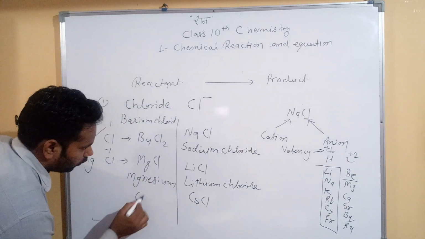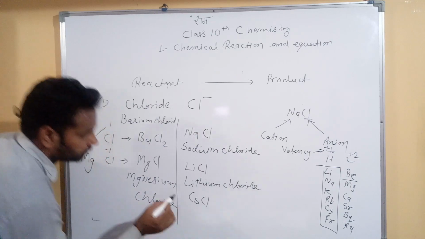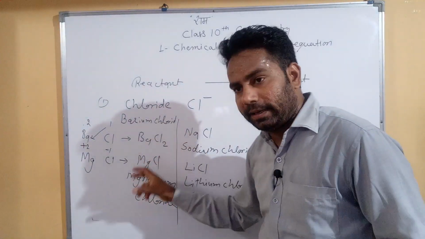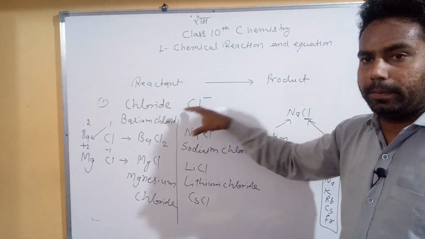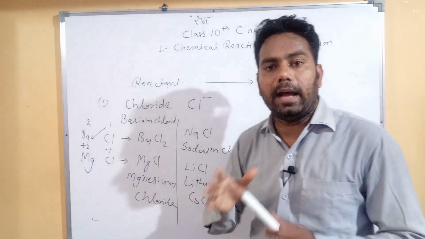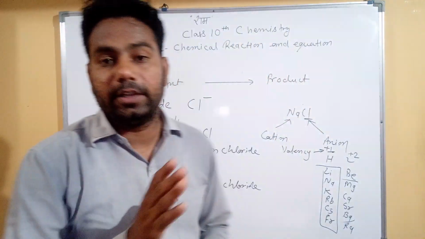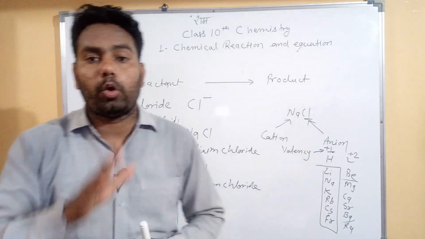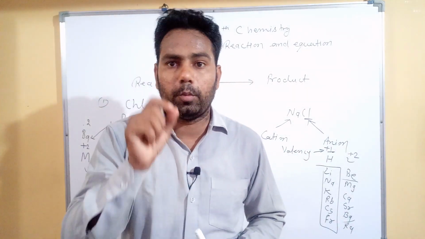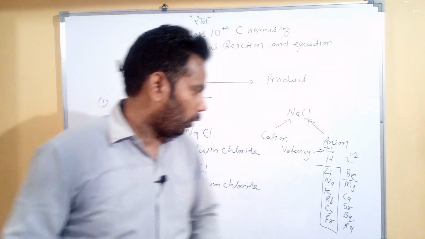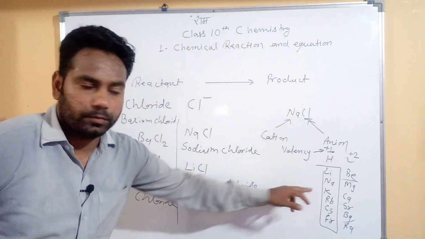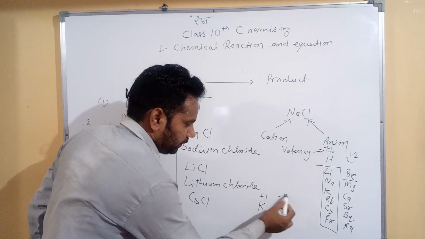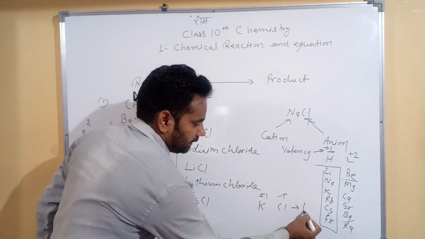Magnesium chloride. Okay, done. First put the name of the metal and after that you put chloride, because Cl minus is called the chloride ion. I think you understand about the chloride ions. Again, you write potassium chloride. The formula of potassium chloride: potassium is +1 and chloride is -1, so its formula is KCl.